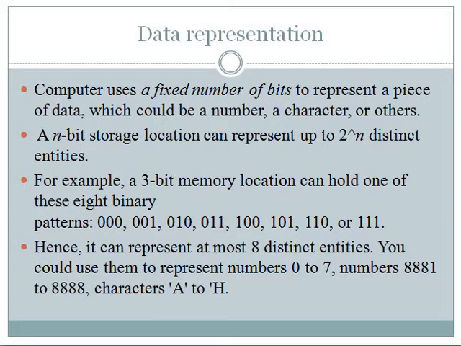For example, a 3-bit memory location can hold one of these 8 values, that is 2 power 3. See the patterns below. This is the value for 0, this is the value for 1, this is the value for 2, 3, 4, 5, 6 and 7, that is 0 to 7. 2 power 3 is 8.